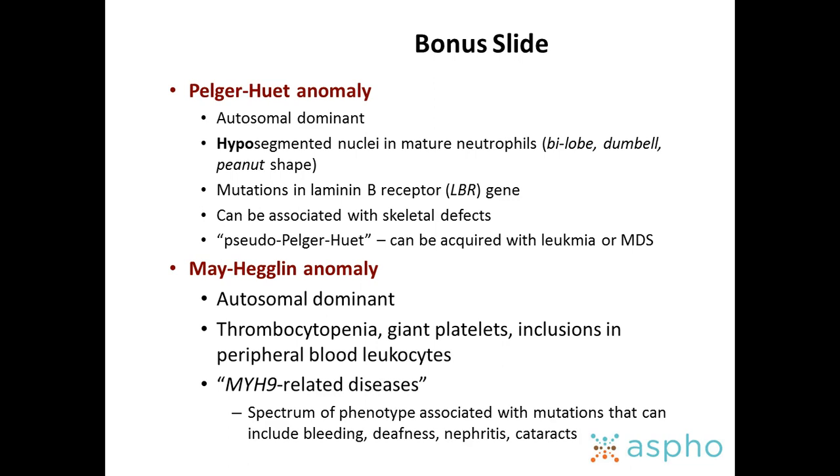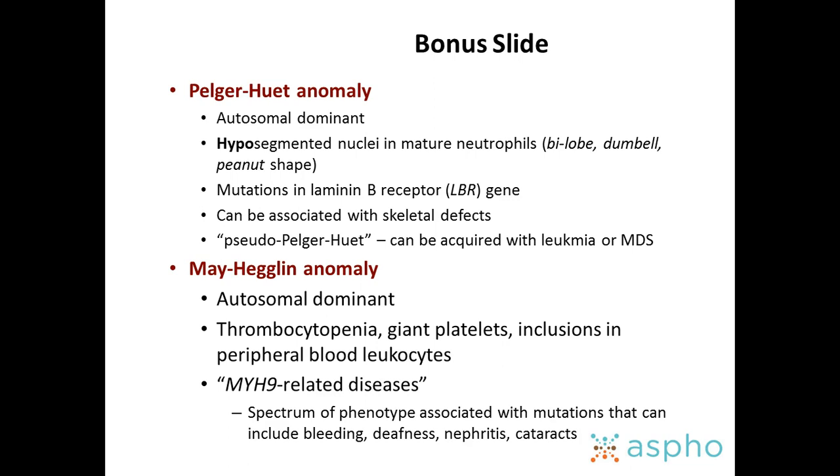So they don't get lots and lots of folds in their nuclei. It's just either a bilobe, dumbbell, or peanut shape. It can be acquired in leukemia or MDS. So one context to understand is, if you see that, make sure the patient doesn't have leukemia or MDS, which can really make your cells look dysplastic or unusual to begin with.